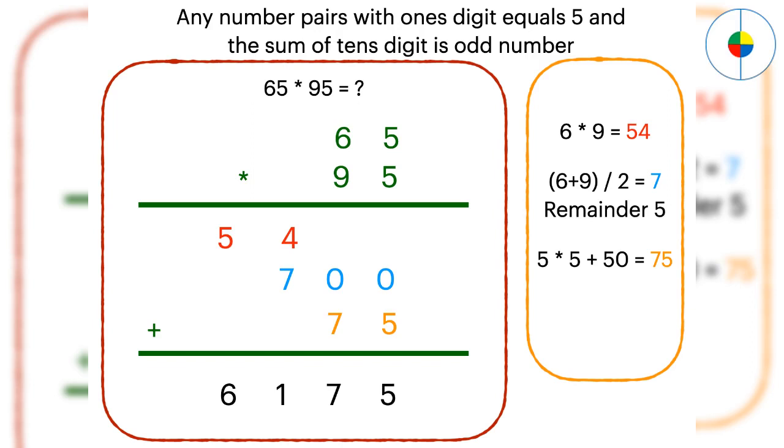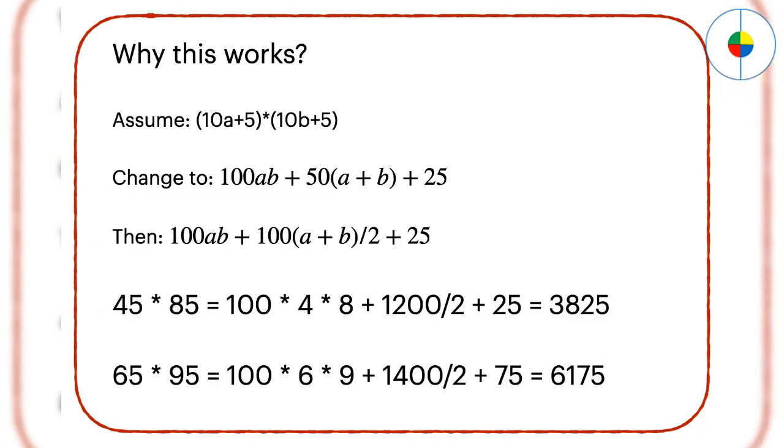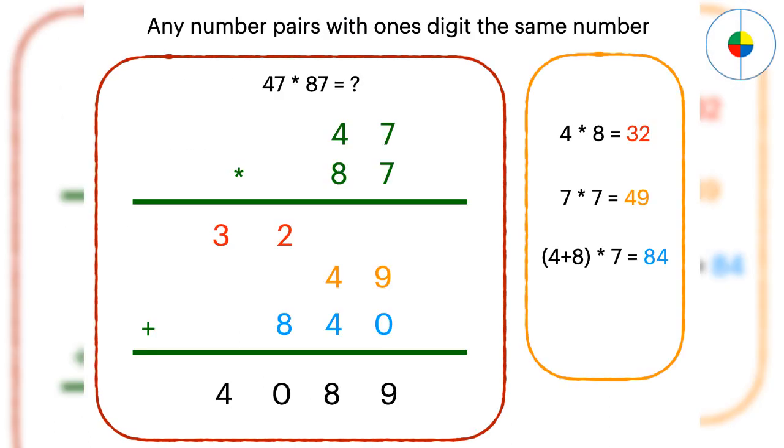When the sum of the tens digits is an odd number, you multiply the tens digits and put the result into the hundreds position. Then you add the average of the tens digits to the hundreds position, and put 75 into the ones position. Here is the reasoning behind it. It's just a simple conversion. But the expression can be simplified for easier calculation. Now, all the easier calculations have been explained. Let's move to the harder ones.